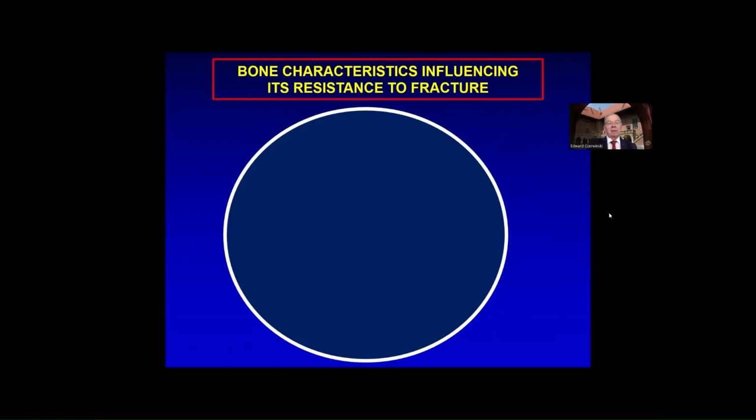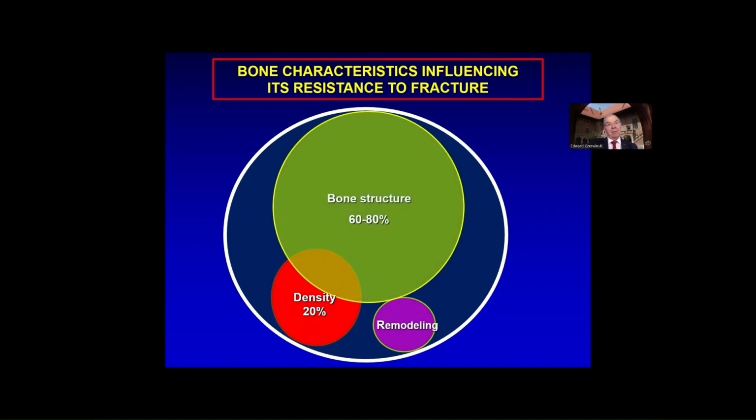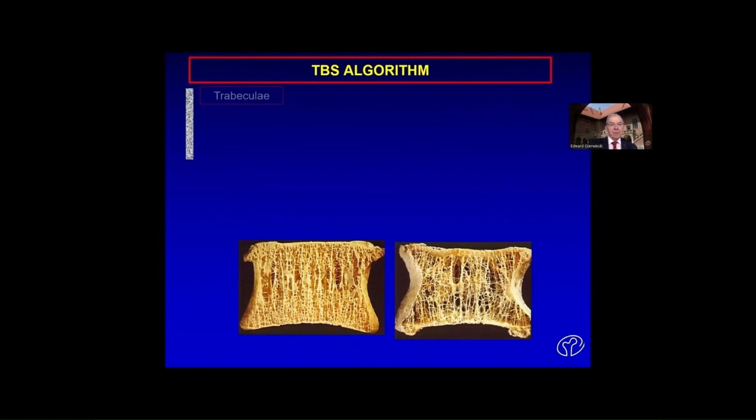Several features of bone contribute to resistance to fracture. Measurement of density is responsible for just 20%, remodeling of bone even less, and bone structure from 60 to 80%. So it is crucial to assess the bone structure. And here is the bone structure of the vertebra. Here is the beautiful structure with bone trabeculae, and the osteoporotic structure with porosity.